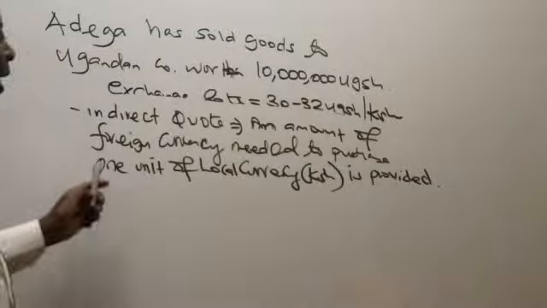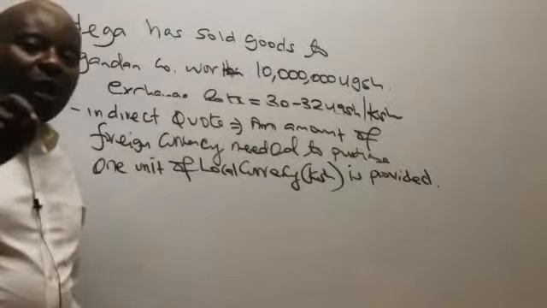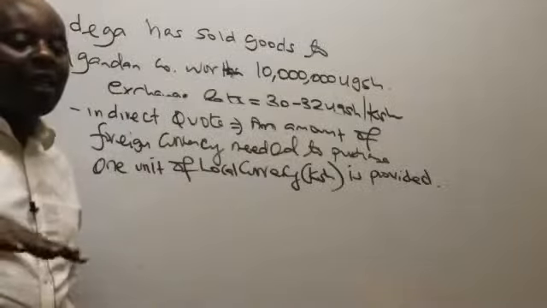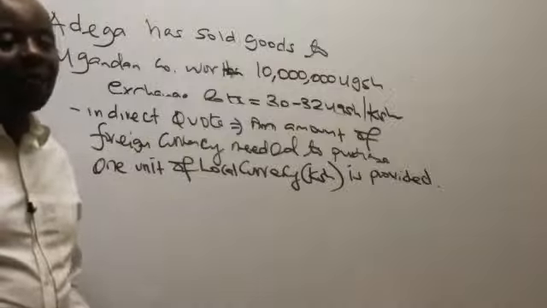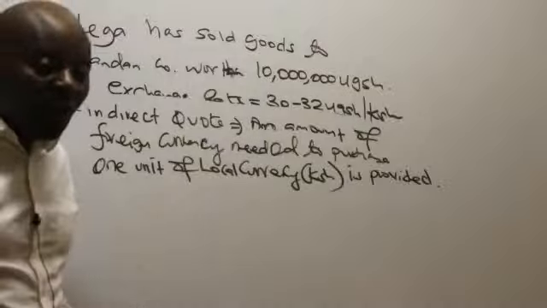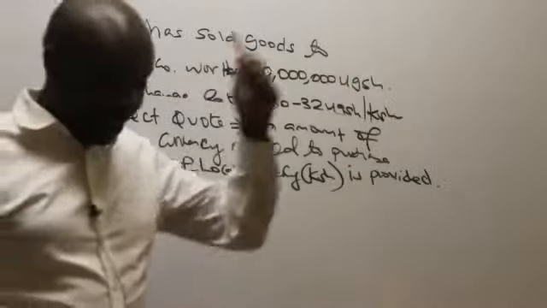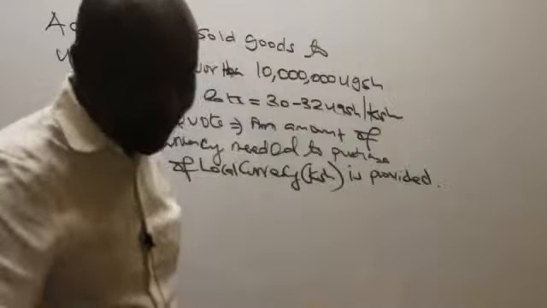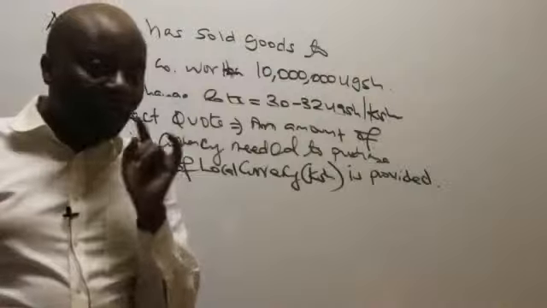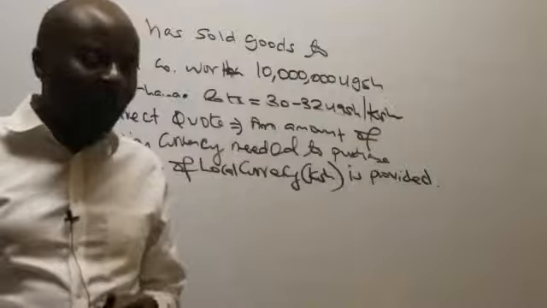Tell us there that for indirect quotes, banks buy high and sell low in order to make a profit. If you have to be very honest with me, that concept does not make sense. You buy high and then you sell low to make a profit, it doesn't make sense.